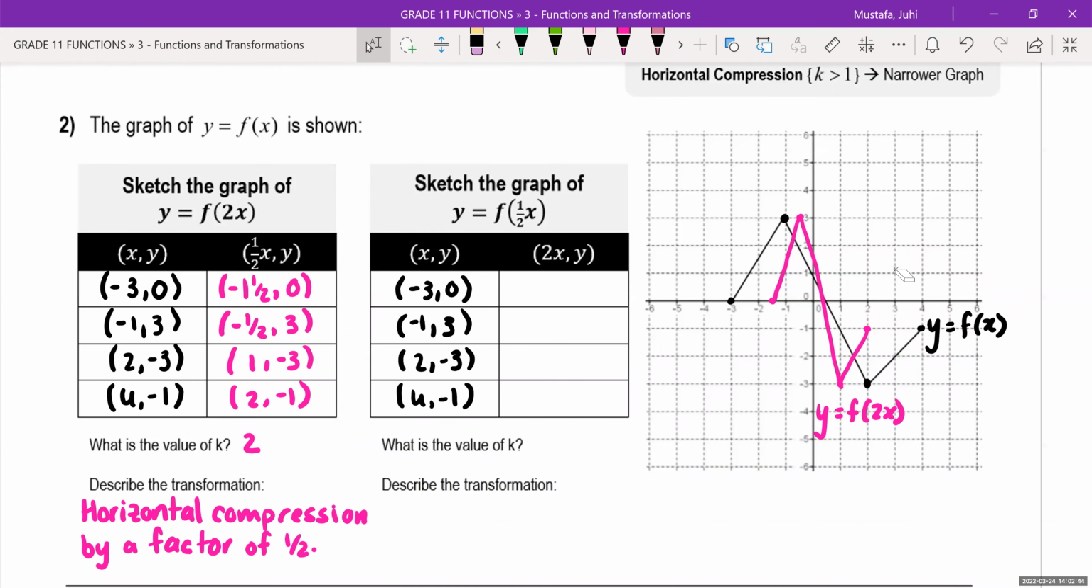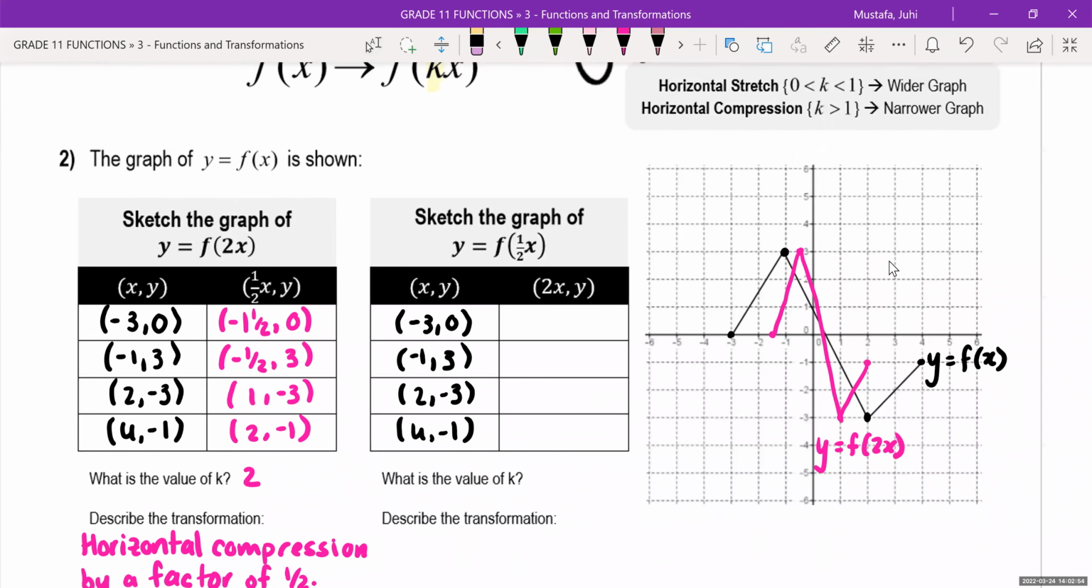Is that okay? Did you guys get that as well? Okay, last example before you guys work on your own. Let's try this graph. Y is equal to f of 1/2 x. So again, I'm going to walk you through my reasoning. I'm going to show you exactly what I'm thinking when I see this.